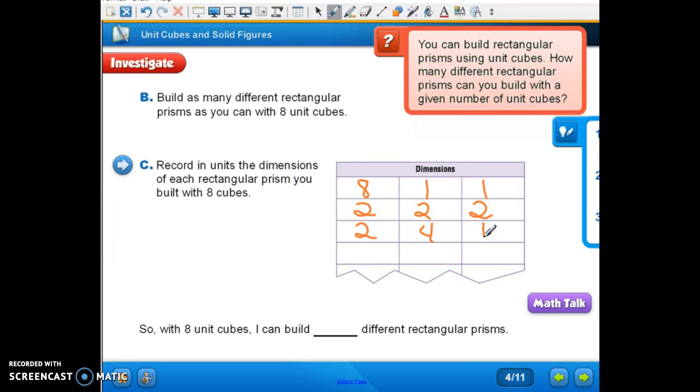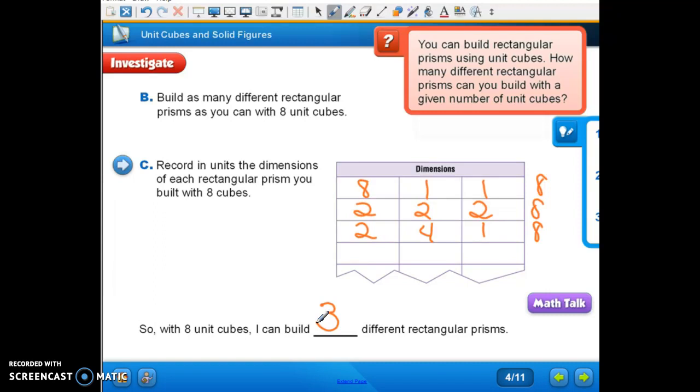If we multiply all of those, do we get the same number? If we multiply 1 times 8 times 1, what do we get? 8. If we multiply 2 times 2, we get 4 times 2 is 8. And 2 times 4 is 8 times 1. So we still show that we have that volume of that. So with 8 unit cubes, I can build 3 different rectangles.